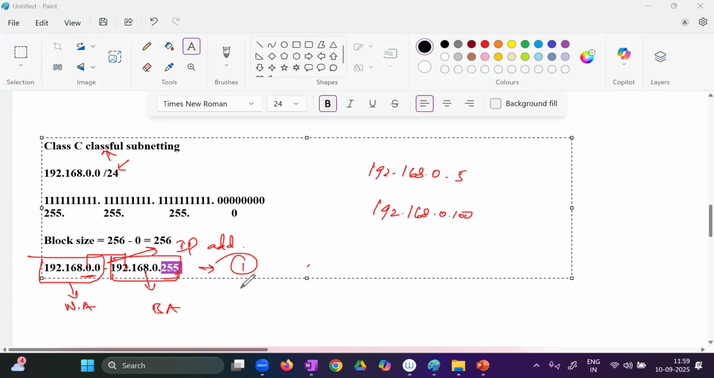And in each class, in each subnetwork, we will have a network address and a broadcast address. So the first one is always what? Network address, and the last one is always the broadcast address. And between them, what is that? IP addresses. So this is what? Broadcast address. You note down this point.